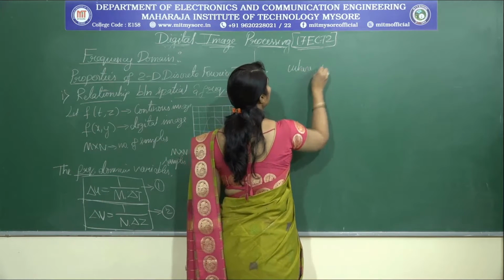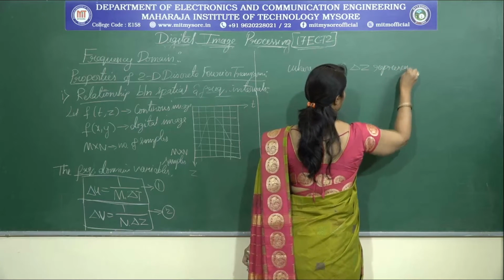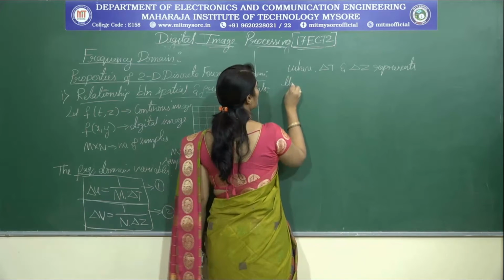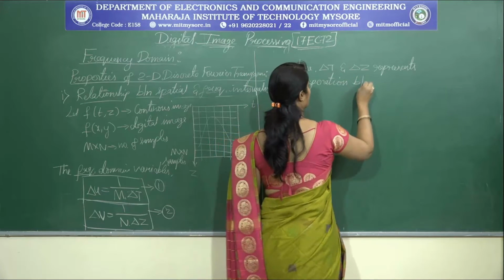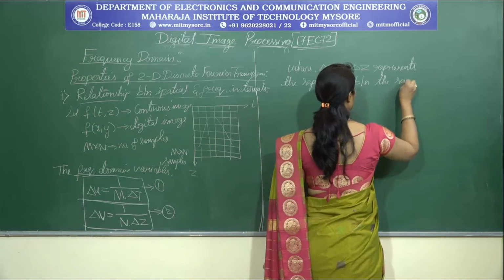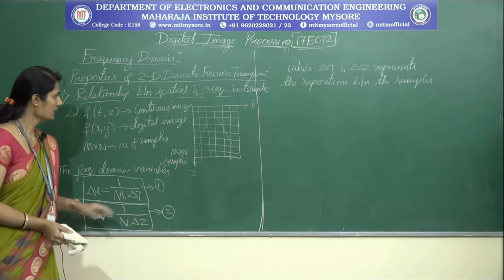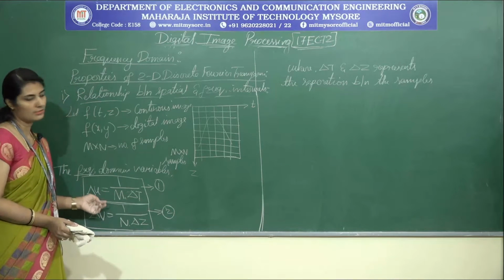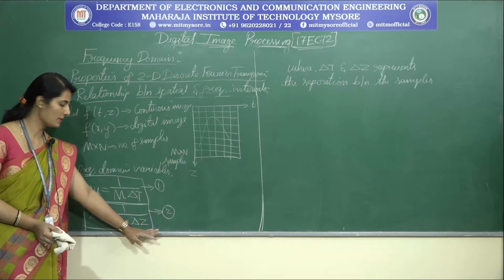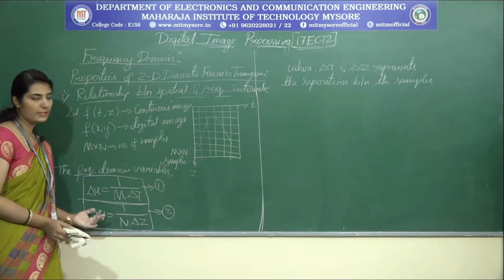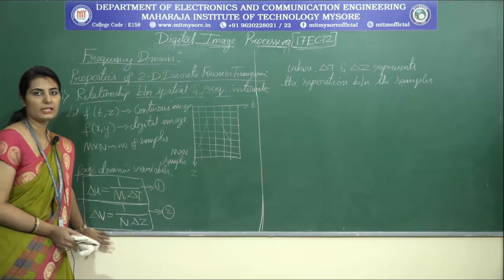Delta t and delta z represent the separation between the samples. So this is the relation between the spatial and frequency intervals. That means delta t and delta z are represented in the spatial domain, and delta u and delta v are the frequency domain variables. So this is the relation between spatial and frequency domain intervals.